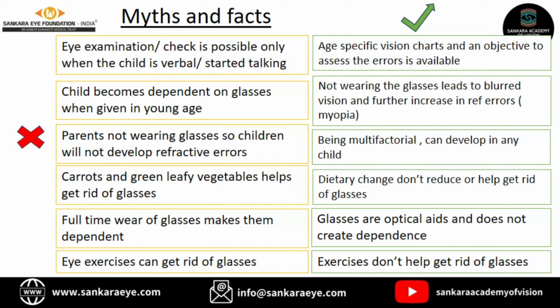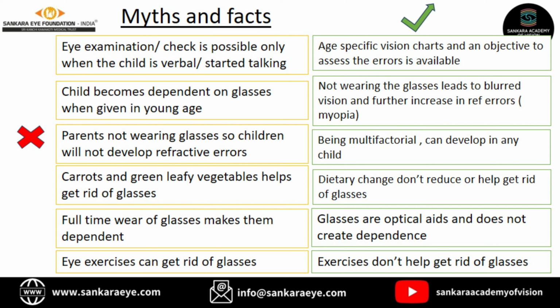Lastly, we come to a few important things about myths and facts. Another important thing that you'll have to look at is progression or powers in the eye. As I've clarified before also, we don't have to wait for the child to start talking before we get an eye exam done. That essentially means you don't have to wait for your child to come and tell you that the child has a problem. The child has a problem, but it has to be done much earlier.